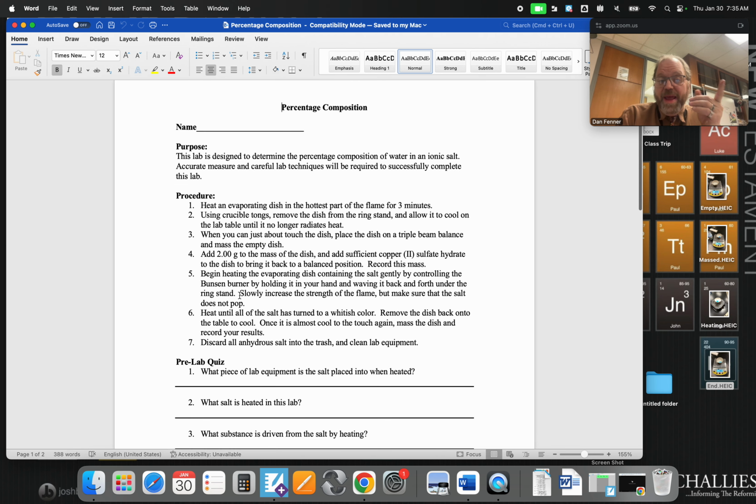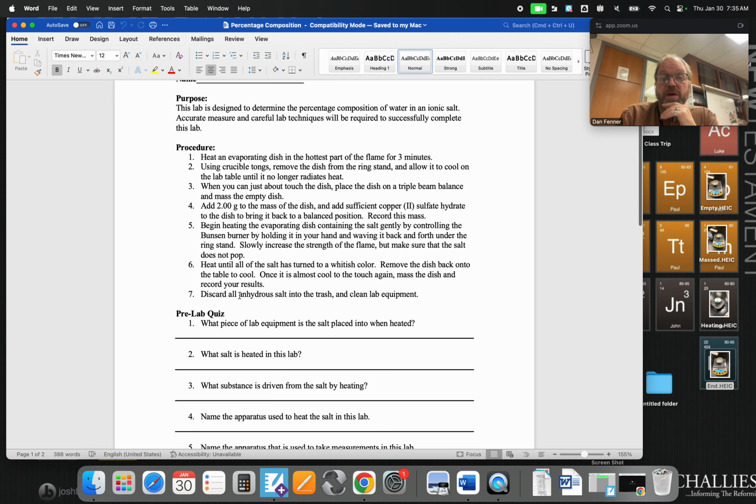I had the students use a Bunsen burner. When I do the lab, I'm going to show you, I used a hot plate, just a little bit faster. You have to be very careful with that because it's really easy to burn it. Also, if you don't move it around an awful lot, the water can cause it to pop. As it pops, the material flies out onto the table and you can't test it then, so that doesn't work very well. Once it's a whitish color, you pull it off the side, allow it to cool, and mass it back up. Using those values, we tried to determine the amount of water that was in it.